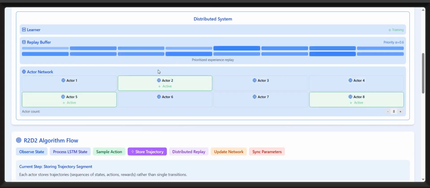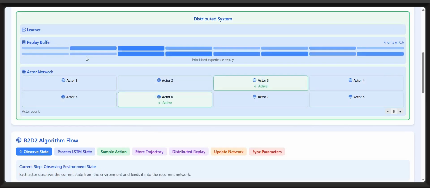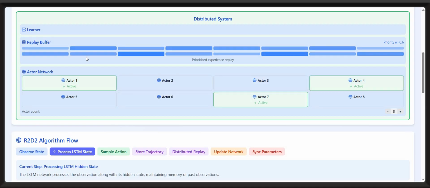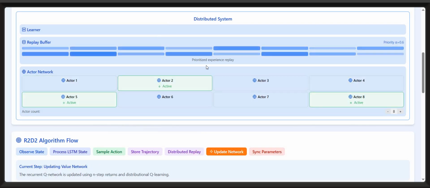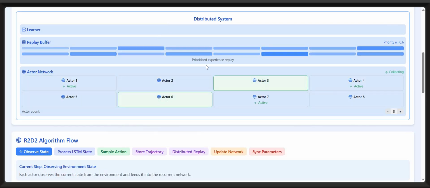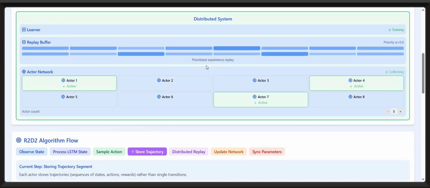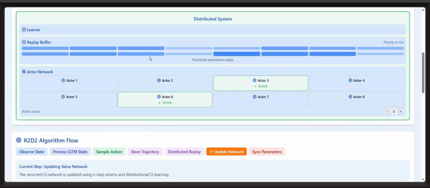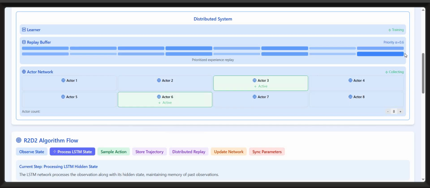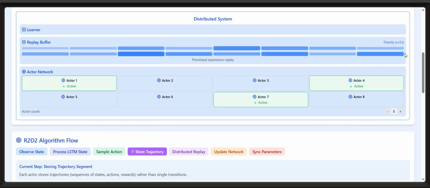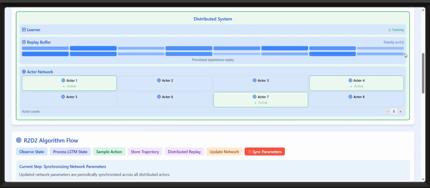Now down here we have got the distributed system setup. On the left you have the learner. This is the central network that's getting updated based on what's sampled from the replay buffer. In the middle we see the replay buffer itself. It stores past experiences, and importantly it does this with prioritization. The label priority alpha equal 0.6 means that the sampling favors more useful transitions, typically based on their temporal difference error. Higher errors get higher priority.